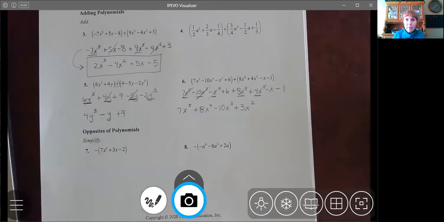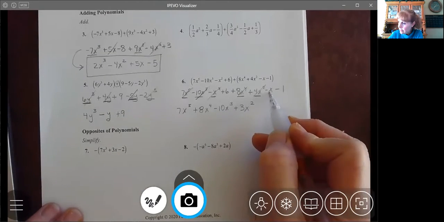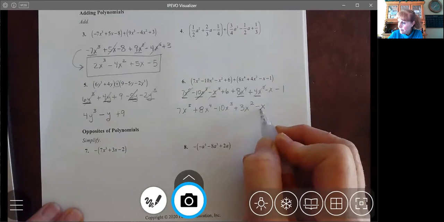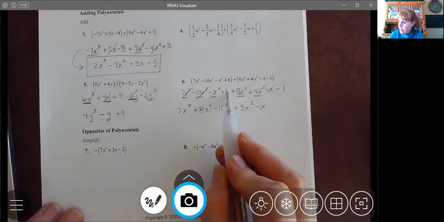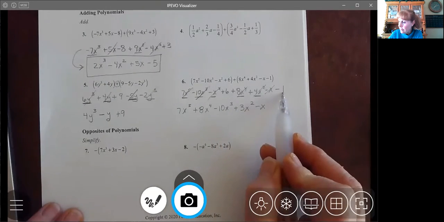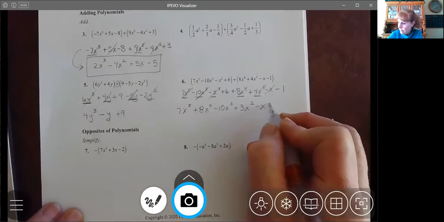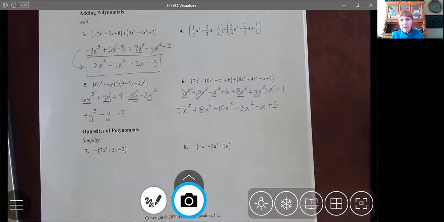Next in line, we have just an x to the 1st. There's only that one. And then we have these constants. We have a 6 and a -1, which is 5. Well, it didn't simplify it much, but it did a little bit. So that's your answer. You cannot go any further. It would be kind of a nightmare to type into Pearson, but you guys can do it.